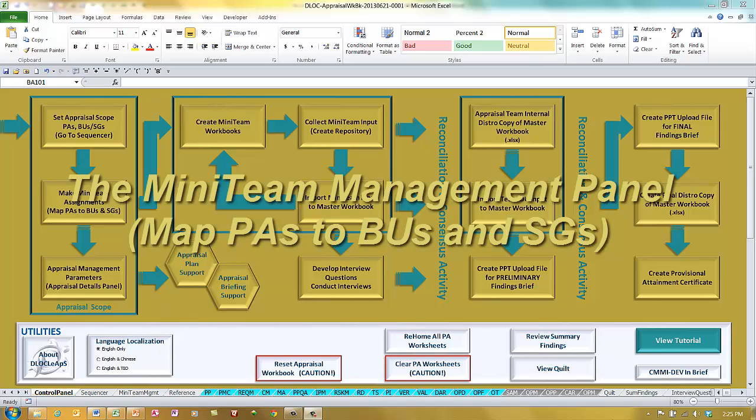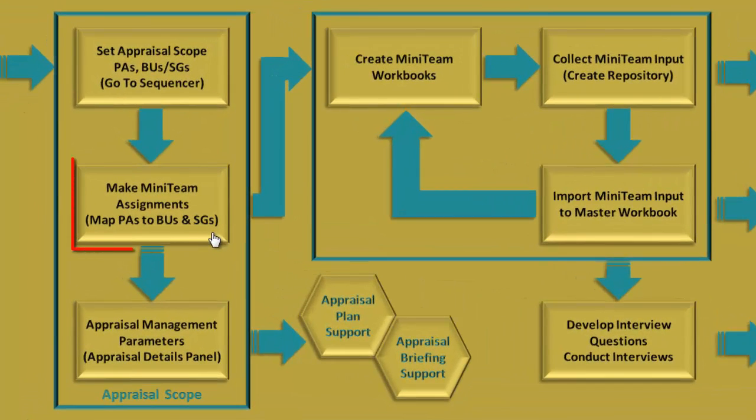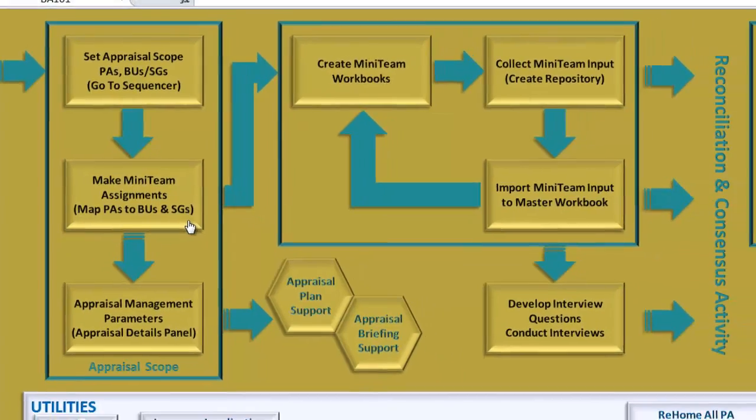So now let's talk about making MiniTeam assignments and mapping PAs to BUs and SGs, which we can do starting at the control panel and this button labeled Make MiniTeam Assignments and Map PAs to BUs and SGs. It takes us to the MiniTeam Management panel.